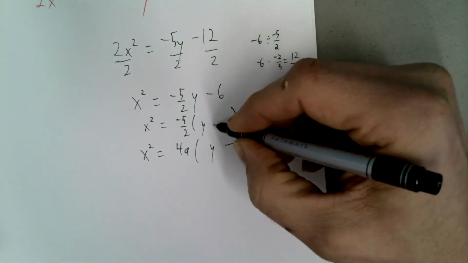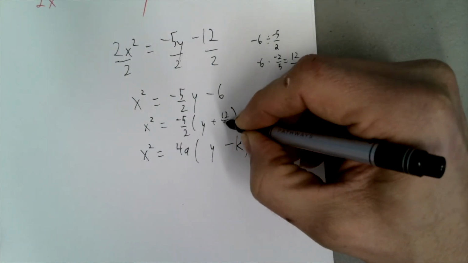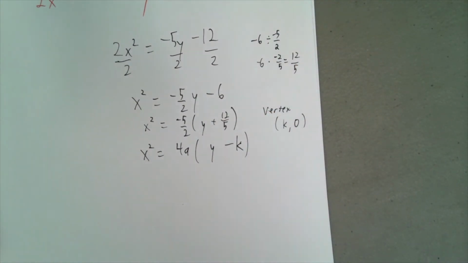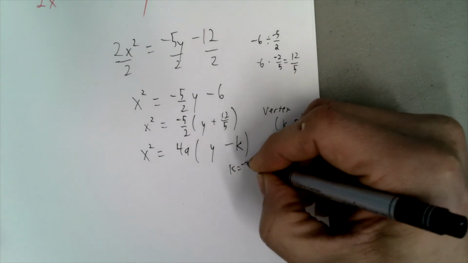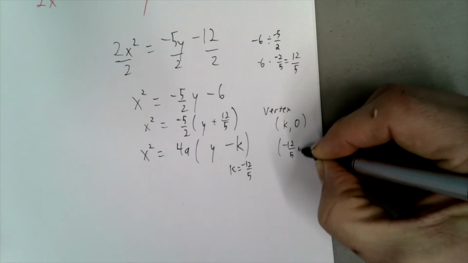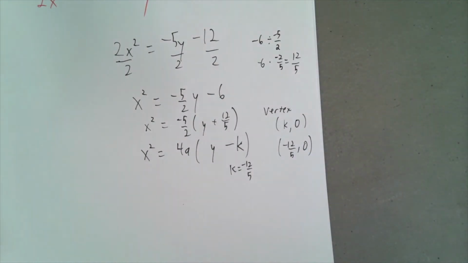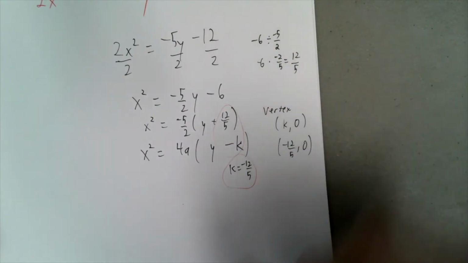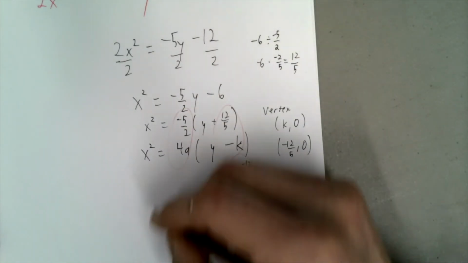It's 12/5. Take out the negative. These are going to be both plus. It's y plus 12/5. So k is negative 12/5. So my vertex is at negative 12/5, comma 0. And the a value, I'm just matching stuff up. So I'm just matching this up. That's how I got that. Now I got to match this up.